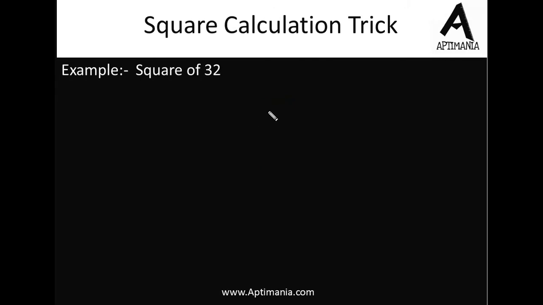Next is, suppose we need to calculate the square of 32. 32 square is 50 minus 32. The difference is 18 and 18 square is 324. So we'll write 24. We'll keep these 2 digits only. We'll carry forward 3. Right?